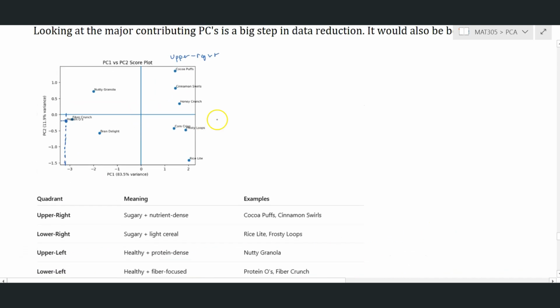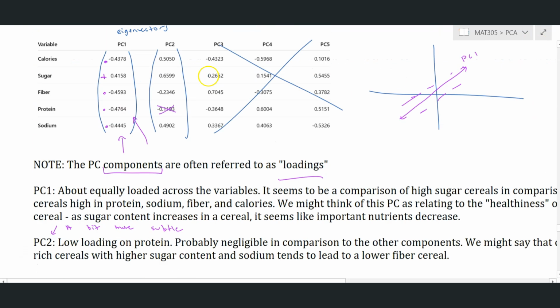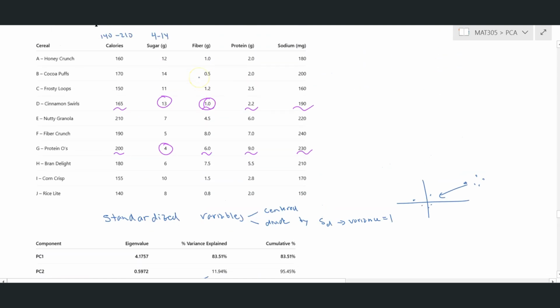Upper left, okay, so if we're to the left of this line, well, that means we're scoring negative on PC1. So we can kind of classify that as healthier, right? If you think about it, Nutty Granola sounds healthy. Fiber Crunch, Protein O's, Bran Delight, probably pretty healthy cereals just based on the name, but you can't just go by the name, of course. And protein dense if it's in the upper left, right? Some of these words are a little odd, I guess, when we think about it, because Protein O's are protein dense as well. But let's look at Nutty Granola and see where Nutty Granola scores.